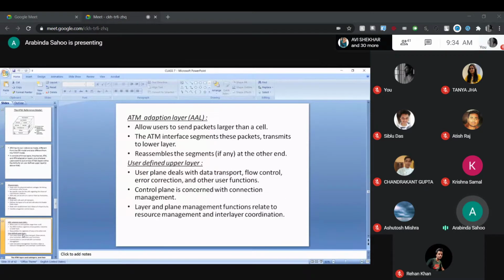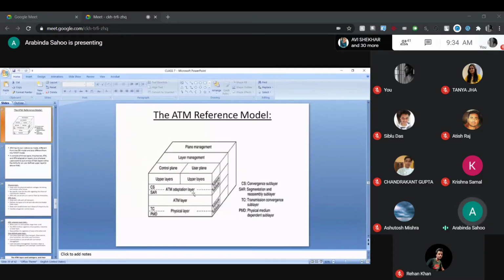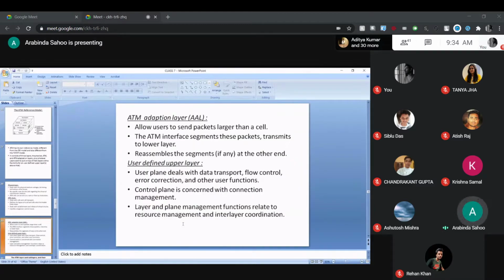So layer and plane management, you can check the diagram: control plane, user plane, layer management and plane management. Layer and plane management functions are related to resource management and interlayer coordination, that is, how different layers should be coordinated with each other. So this is the function of the user defined upper layer.